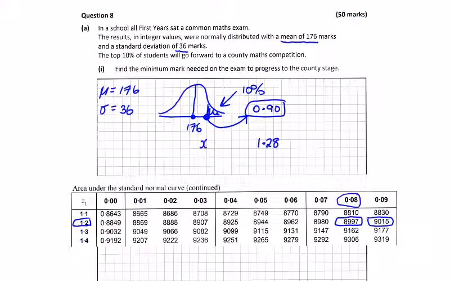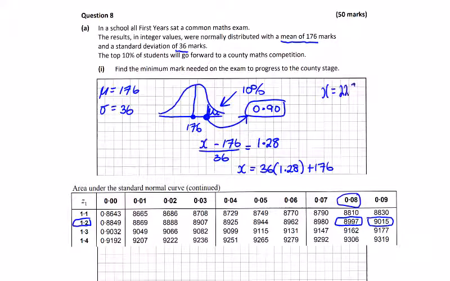So whatever x is, we take away our average and divide by our standard deviation. This is the formula that will get us what x is. So x is going to be 36 by 1.28, and we'd have to bring across the 176, giving us an x value here of 222.08.